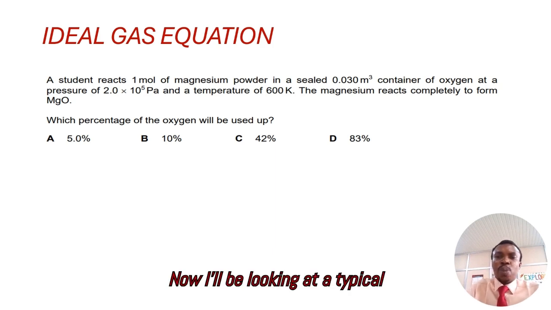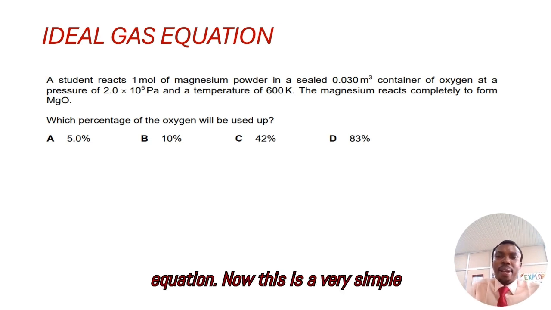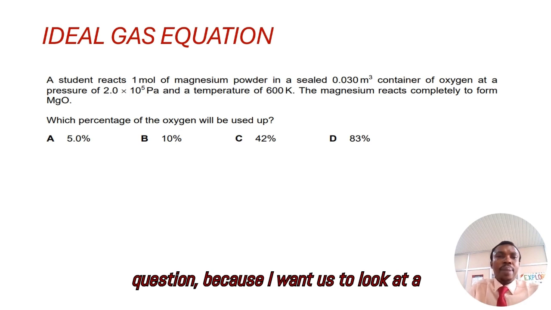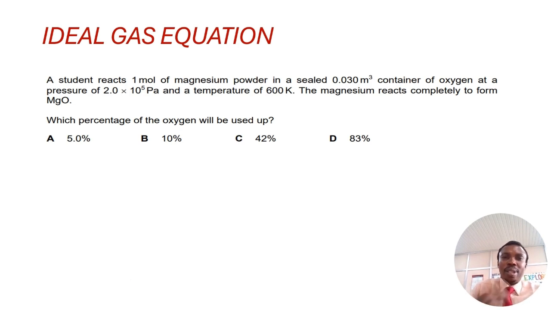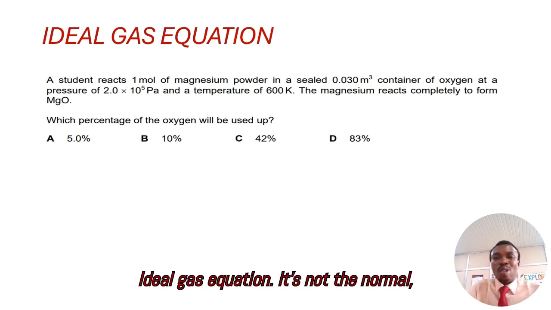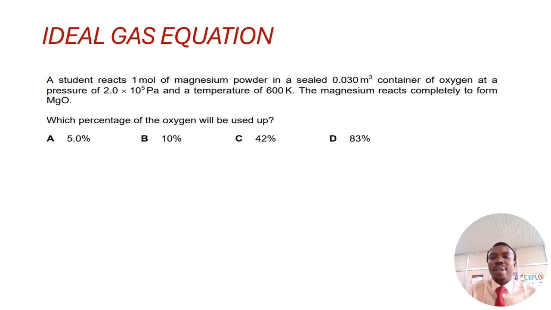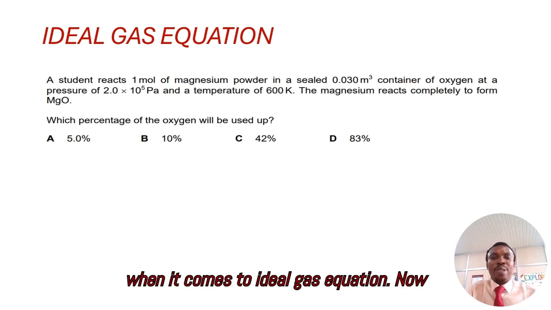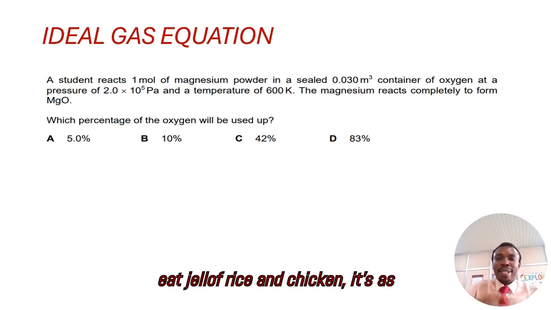Now we're looking at a typical examination question, Cambridge International Examination, on the ideal gas equation. This is a very simple question. Please look at the question very carefully. This is a two-step question that has to do with the ideal gas equation. It's not the normal, straight-jacket question when it comes to the ideal gas equation. It's as simple as ABC, just the way we eat jollof rice and chicken. It's as simple as that.